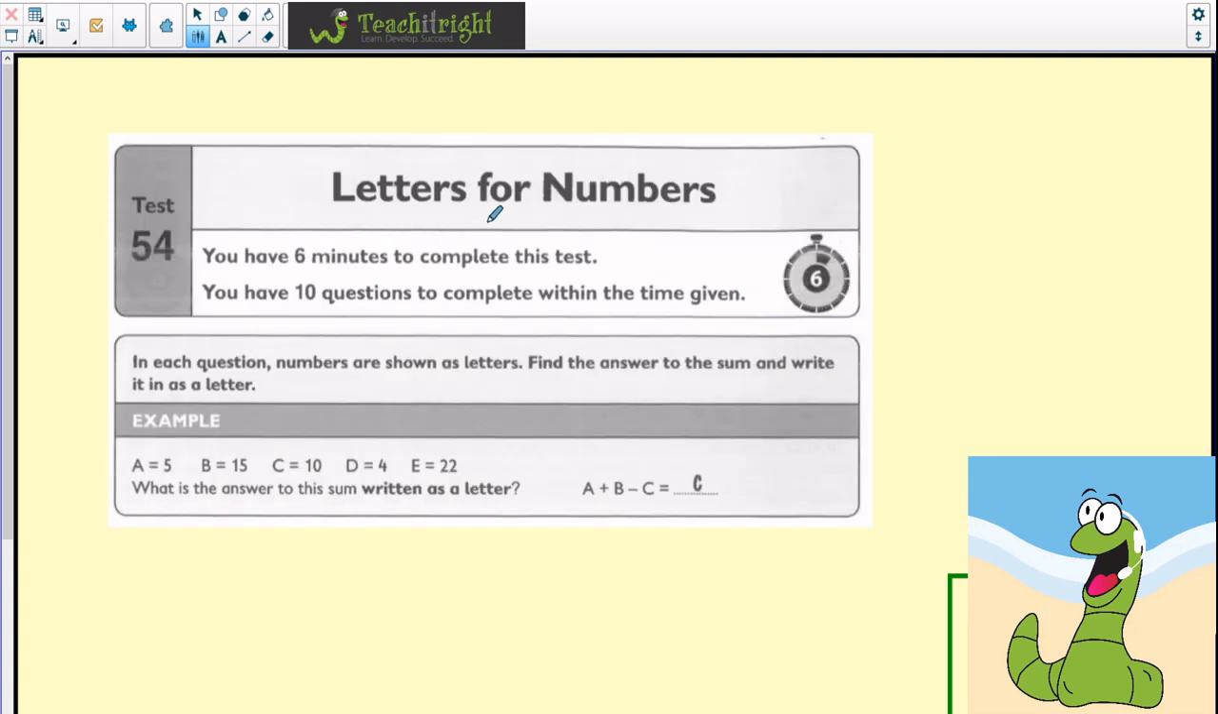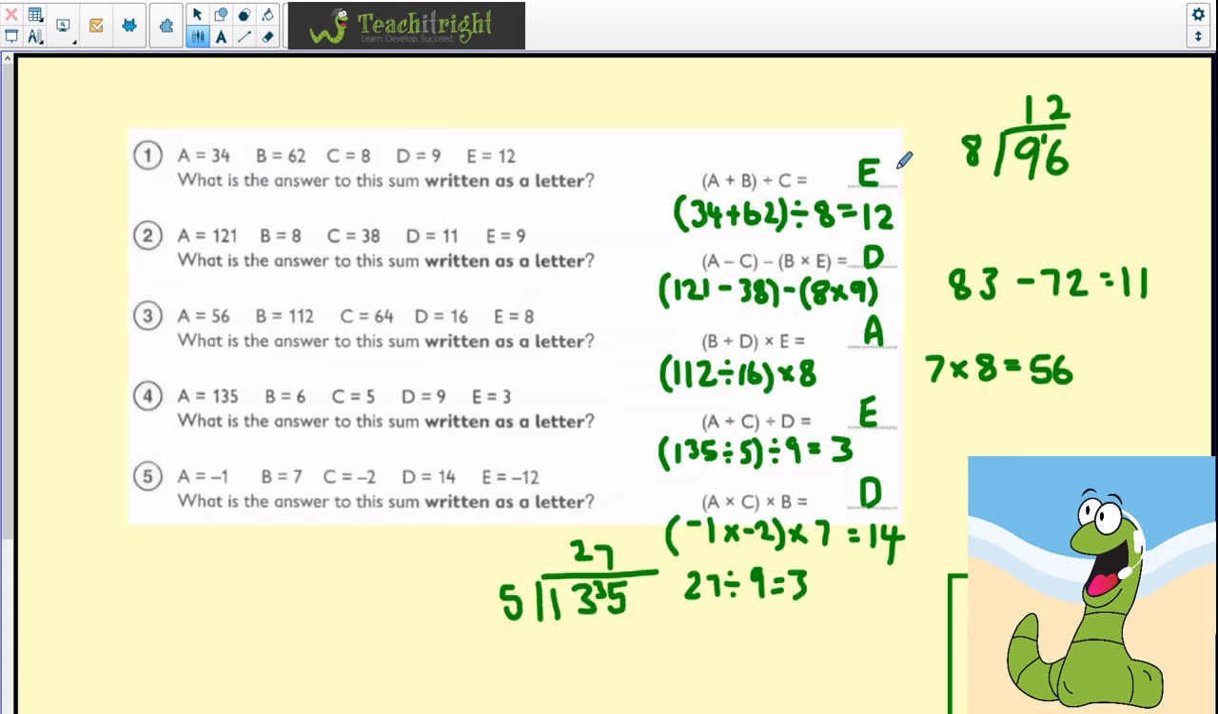Another round of letters for numbers. This is test 54. I'm just going to again clarify what page number that is for you. And we are on page 60 for these. So test 54, page 60. We've got another round of letters for numbers. So the first one we've got is E, D, A, E and then D.